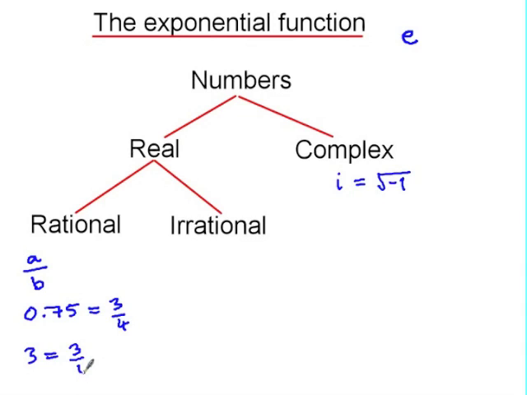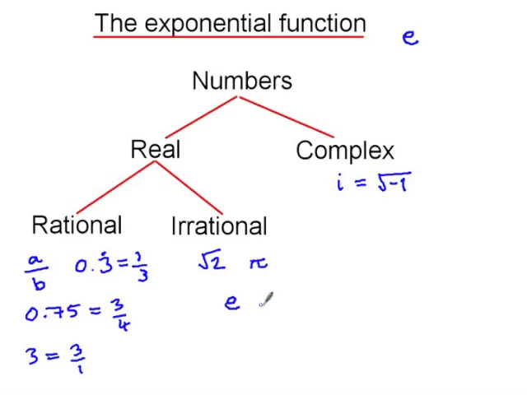And any recurring decimal, such as 0.3 recurring, is rational. Irrational numbers cannot be written as a fraction. For example, √2 and pi, which you've already met, and e is an irrational number. If we were to write it as a decimal, it would be an infinitely non-recurring decimal.